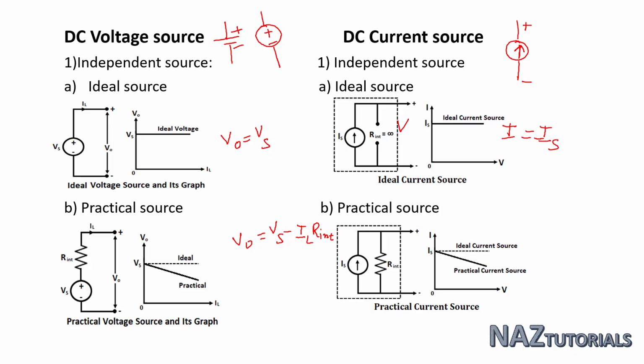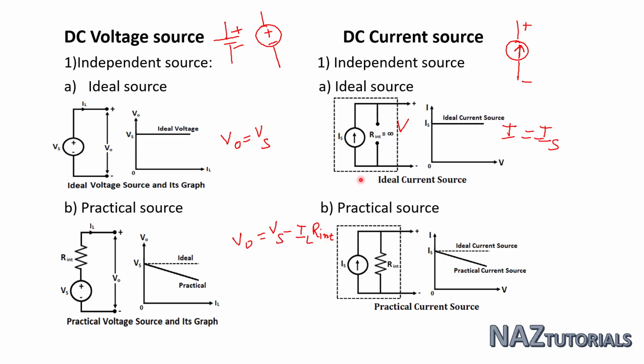So in the practical source, if you see the basic structure, V0 is defined by an internal source Vs and some internal resistance R internal, and its output voltage is given with some additional drop, this is IL into R internal. So the net output voltage V0 is equal to Vs minus IL into R internal. This IL into R internal is the voltage drop.